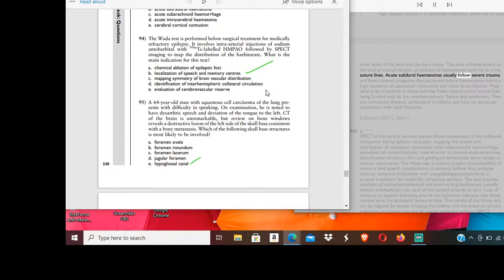Acute subdural hematomas usually follow severe trauma and have a poorer prognosis than acute extradural hematomas due to a high incidence of associated contusions and other brain injuries. They tend to be crescentic in shape and may freely extend across suture lines, being limited only by the interhemispheric fissure and tentorium. They are commonly bilateral, particularly in infants, and have no particular association with skull fractures.